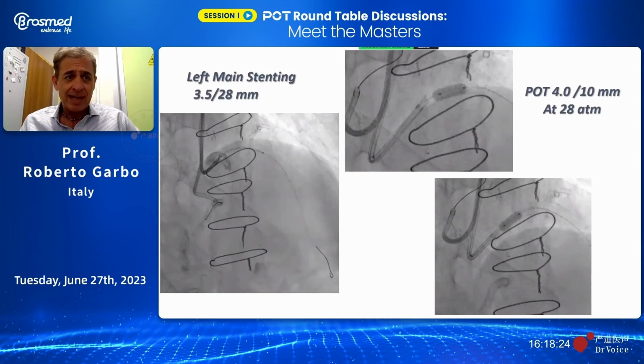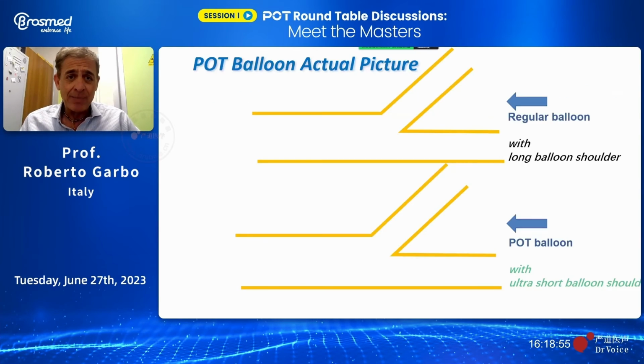So we start to predilate the left main, then we stent with 3.5 and we perform a POT. You can see here at 28 atmospheres with a BrosMed 4.0 by 10, and you have seen in the previous case that the shoulder of the POT remains really short, even if you go up to 28 atmospheres. And this is really important.